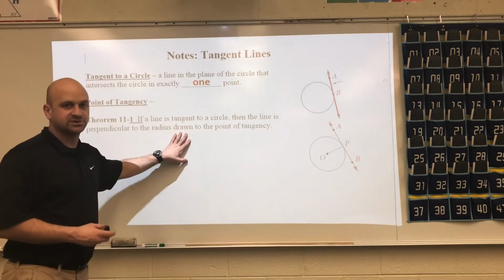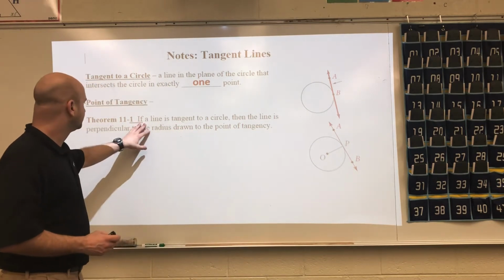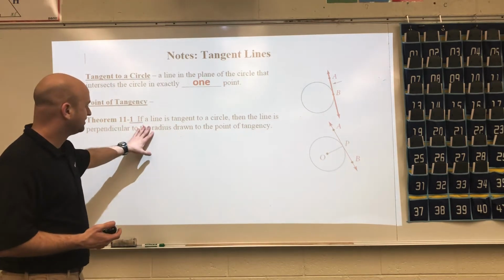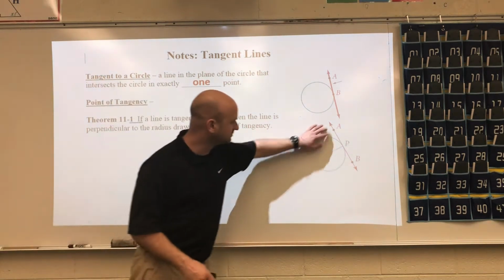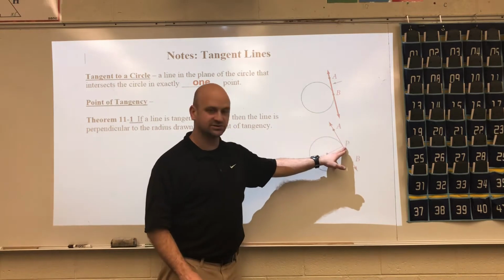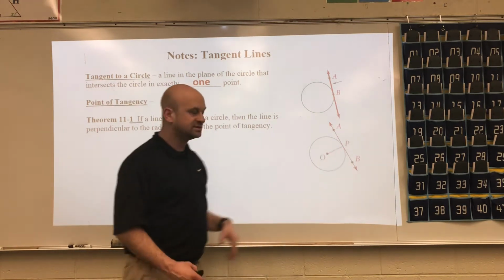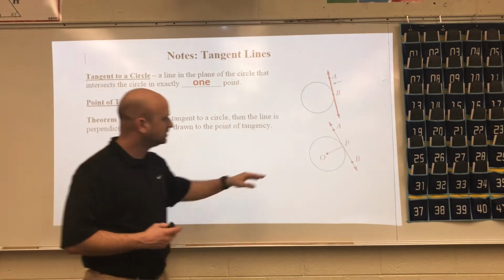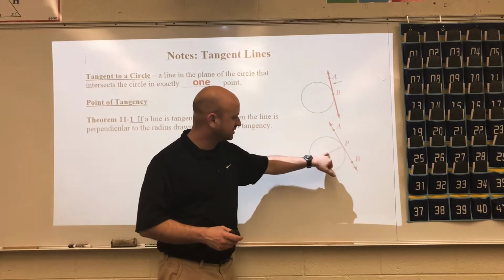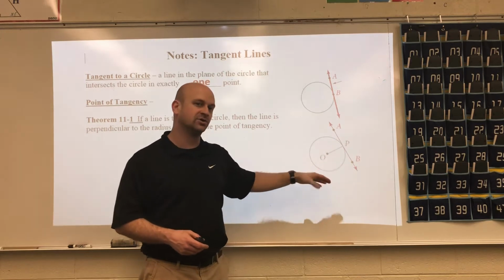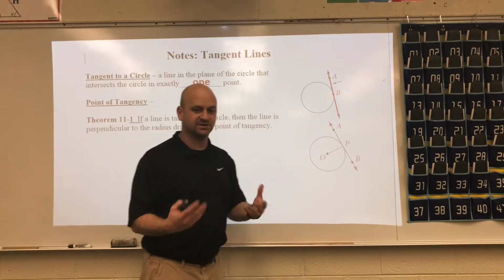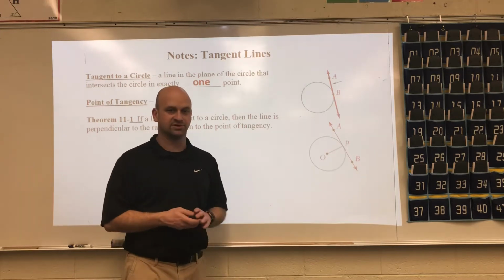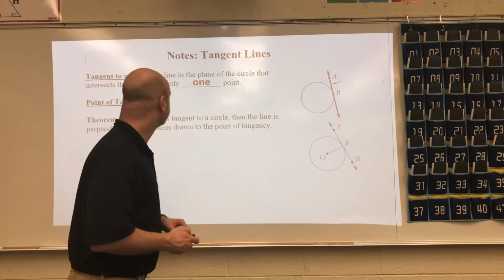One of the theorems we're going to use quite a bit is the theorem in the book, section 11.1. If a line is tangent to a circle, then the radius at that point of tangency is going to be perpendicular. So from that point of tangency, the radius will form a 90-degree angle. We're going to use that to find angles of triangles and such, and we'll see how that plays a role in the problems that we have.